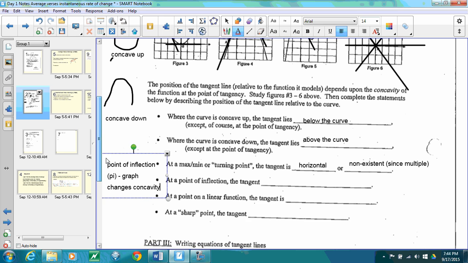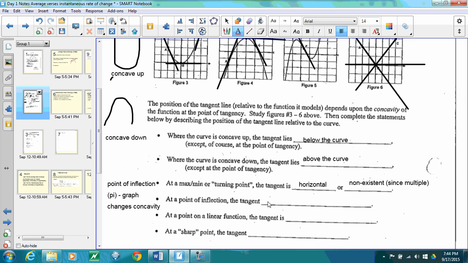And so at that point, the tangent ends up being both above and below the curve because it goes through it. On the concave up part, it's below, and on the concave down, it's above.